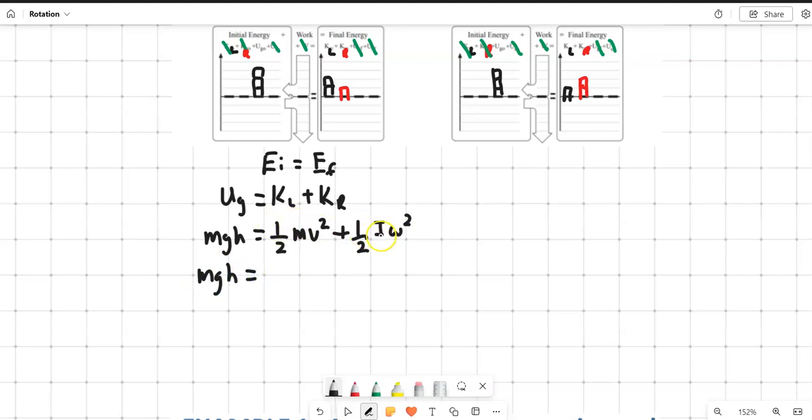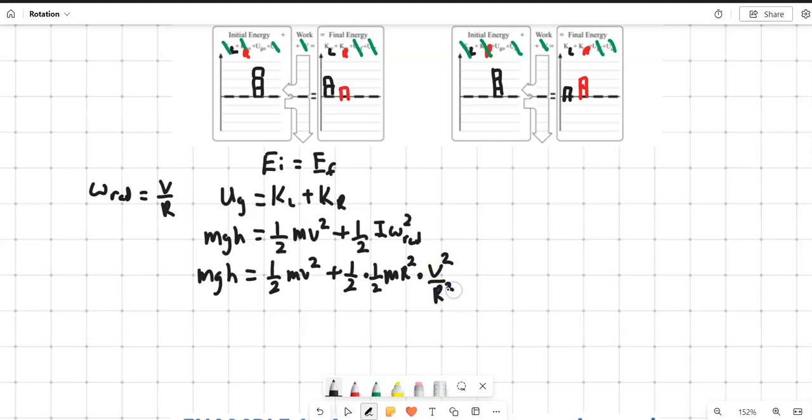We're going to substitute our 1/2 mv squared. We're going to substitute in for I 1/2 mr squared. So it's going to be 1/2 times 1/2 mr squared, and so that's the I for that one, and times omega squared. But if you recall, this is the radial form of angular velocity. The radial form of that angular velocity is v divided by r. So omega squared is going to be v squared over r squared.